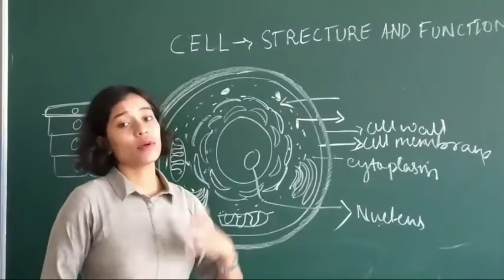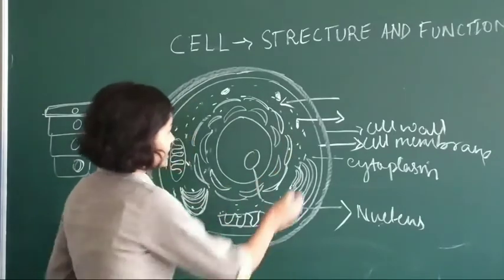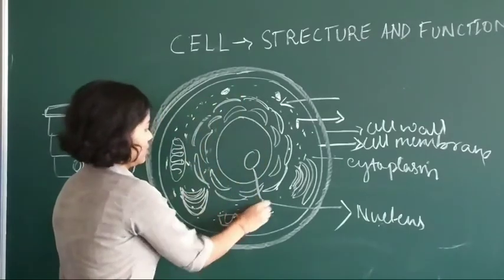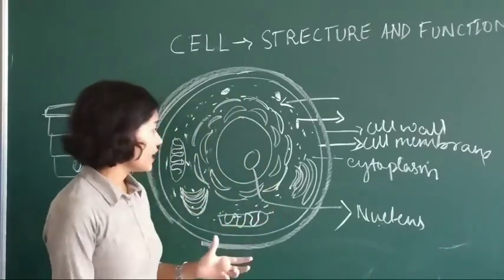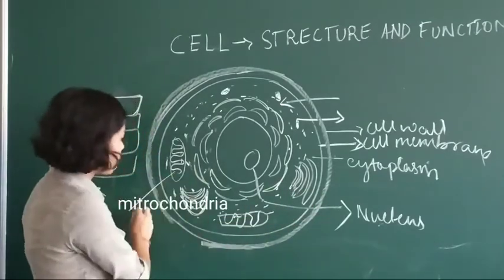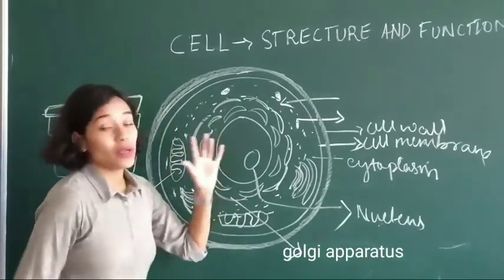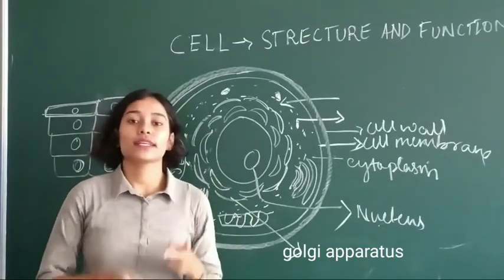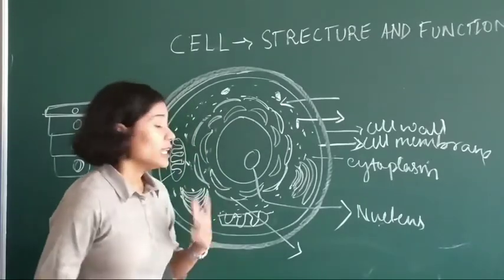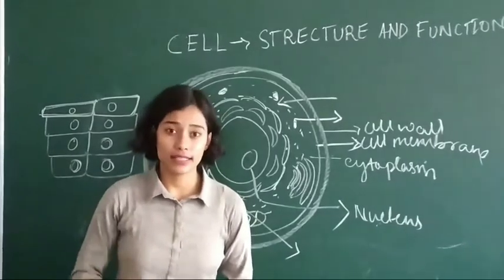Now we will discuss cytoplasm. Cytoplasm is a fluid substance present between the cell membrane and nucleus. It is a liquid substance. Other than cytoplasm, many other organelles are also present, like mitochondria, Golgi apparatus, and endoplasmic reticulum. There are two types of endoplasmic reticulum: rough endoplasmic reticulum and smooth endoplasmic reticulum. And lysosomes, Golgi bodies, many types of organelles are there. We get this in higher classes.